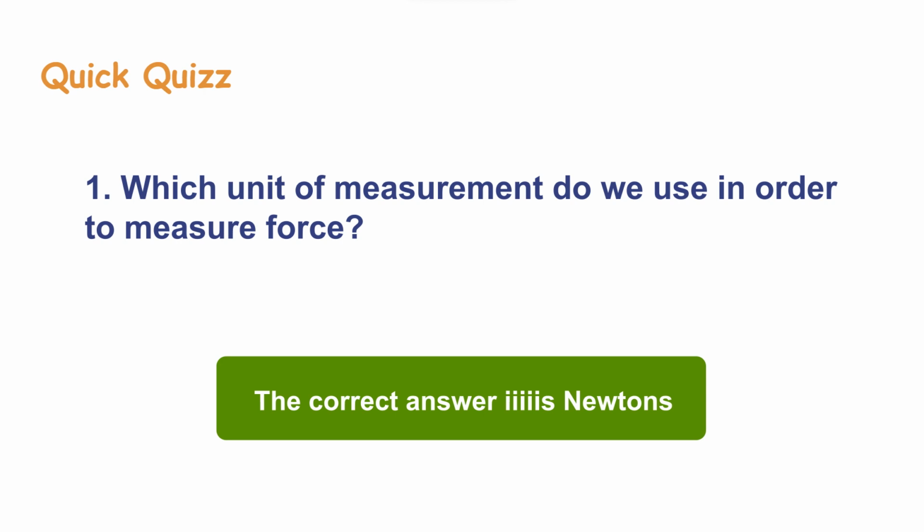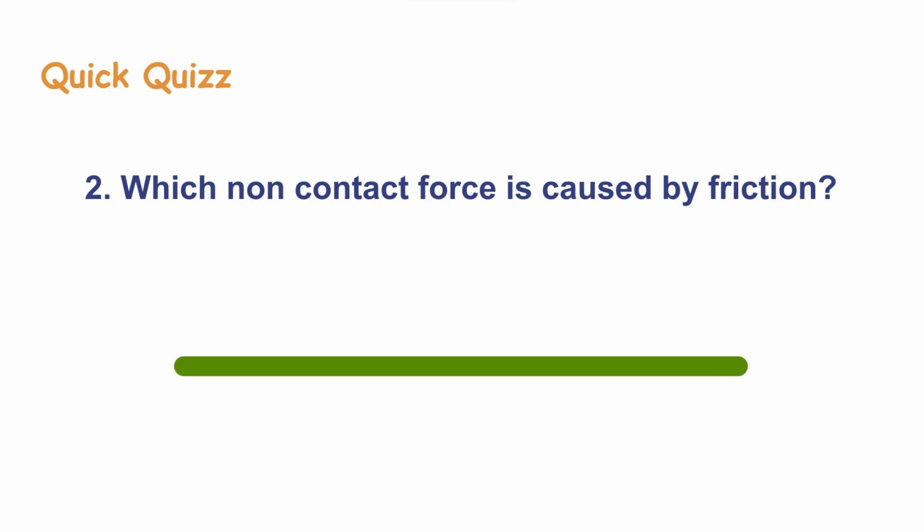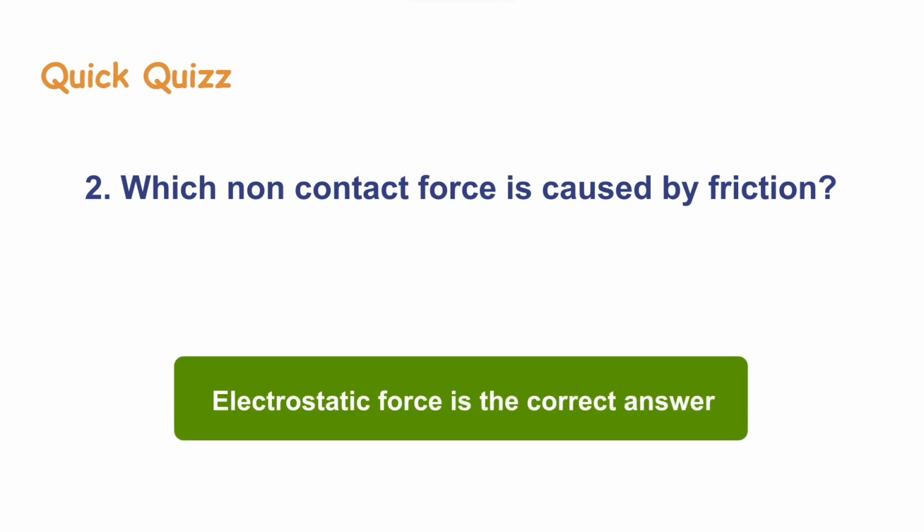The answer is newtons. Number 2, which non-contact force is caused by friction? Electrostatic force is the correct answer.